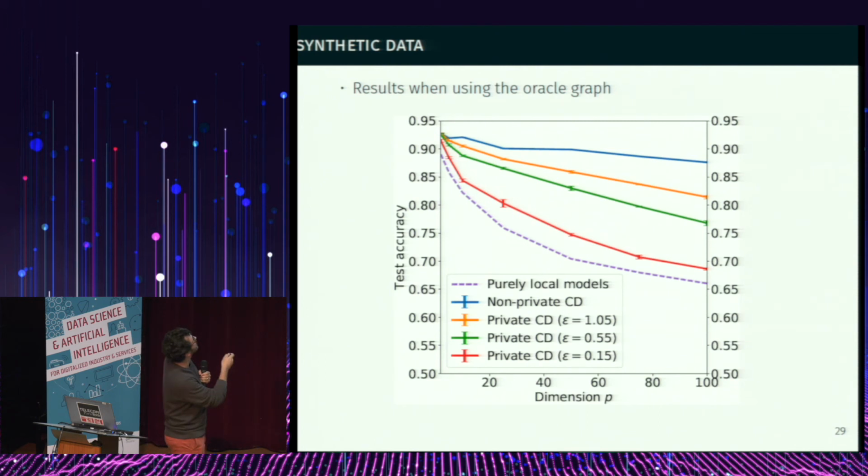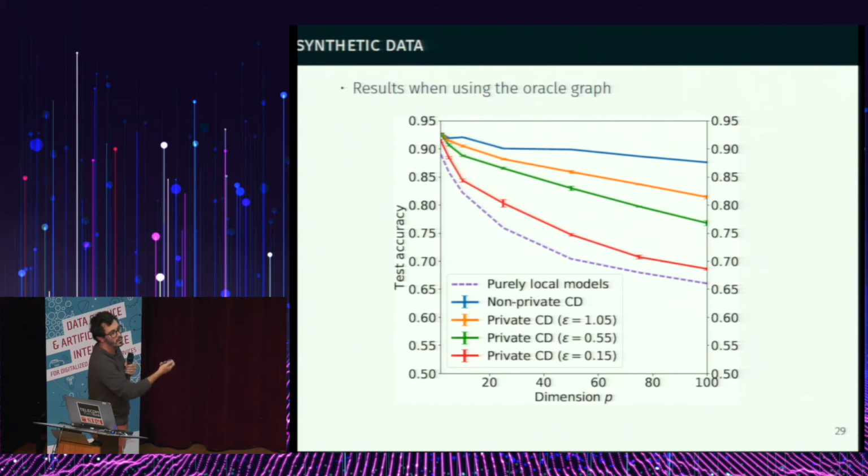This is the test accuracy. This is the dimension of the data and of the model. The performance goes down with the dimension because the number of data points remains constant, so the tasks become more and more difficult as the dimensionality grows. And essentially we get two extreme approaches. The top one, the blue one, is the non-private algorithm when I don't add any noise. This is giving me very nice test accuracy, on average over the agents. And then the bottom one is the purely local models. This is the other extreme where I don't share anything and I just learn based on my data. So this is not very good.